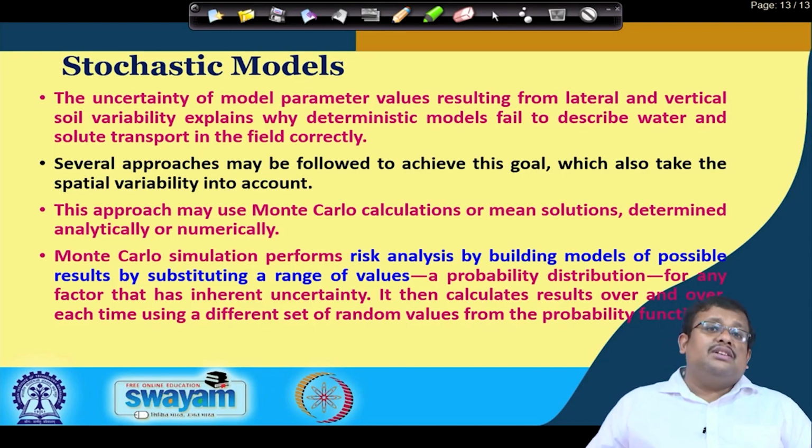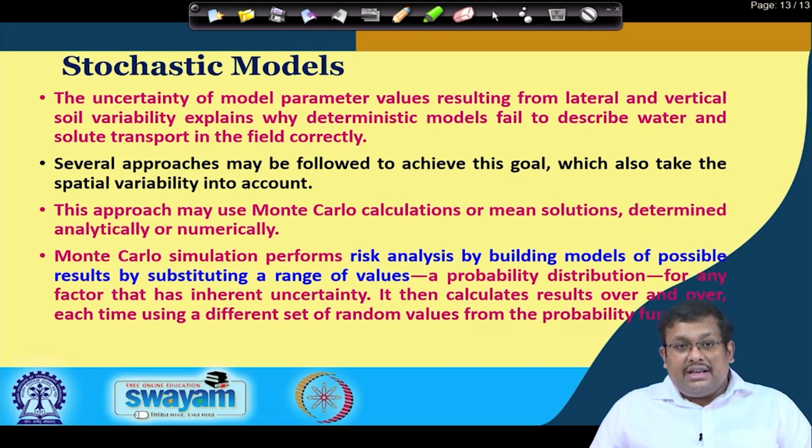Now, several approaches may be followed to achieve this goal, which also takes the spatial variability into account. This approach may use the Monte Carlo simulation or a mean solution determined analytically or numerically. Now, what is Monte Carlo simulation?